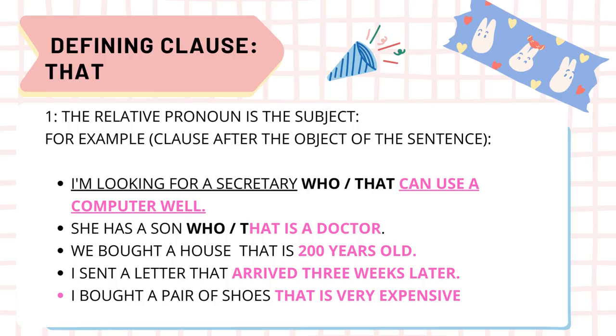Okay, so let's take a look at second example. She has a son who is a doctor, or that is a doctor. So she has a son who works as a doctor. That is an important piece of information to make the whole sentence different. Okay, so that's why we need to use a defining clause that or who. And what are the other defining clauses? Let's take a look here.